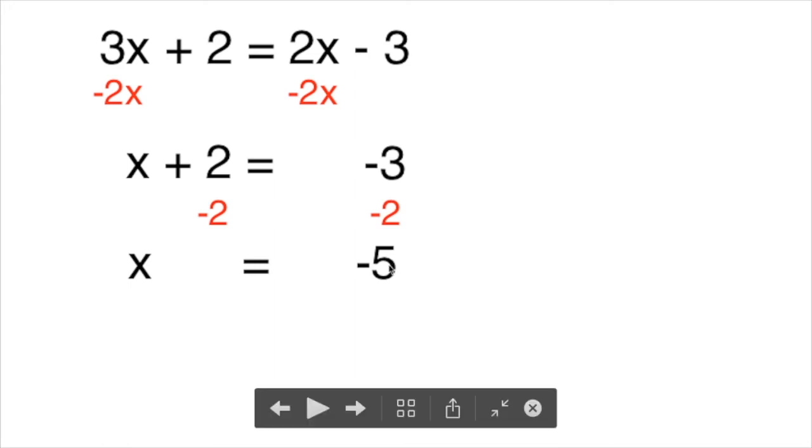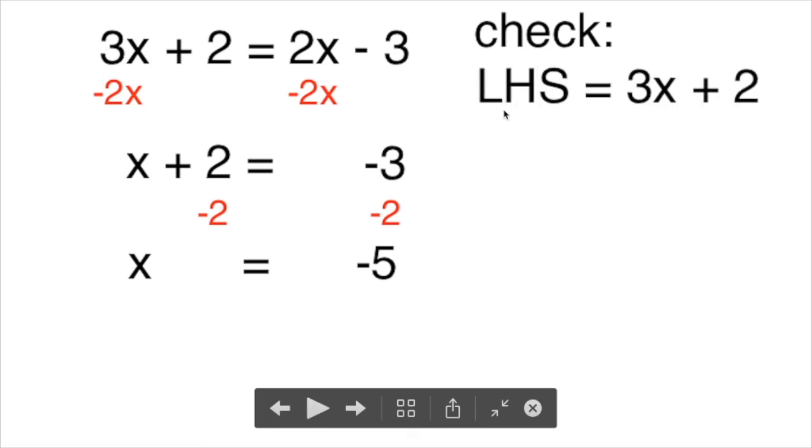Now, how do we check that this is correct? Well, it's just like how we would do it with any other expression. We substitute the variable with our answer and see if the equation holds, if both sides are equal. So here we have two sides with variables. We'll take this side first and find out what that equals. We say LHS, that's left-hand side, because it's on the left of the equal sign. The left-hand side is 3x plus 2. And we think x is equal to negative 5. So let's substitute x with negative 5.